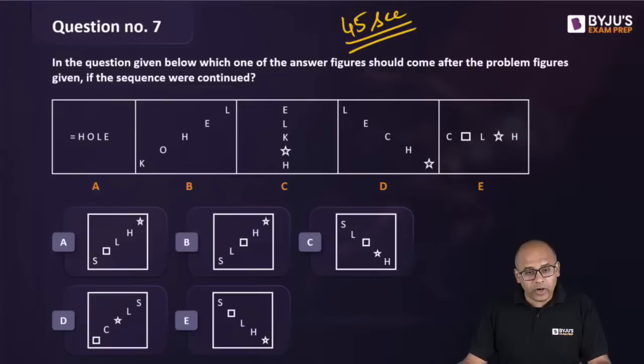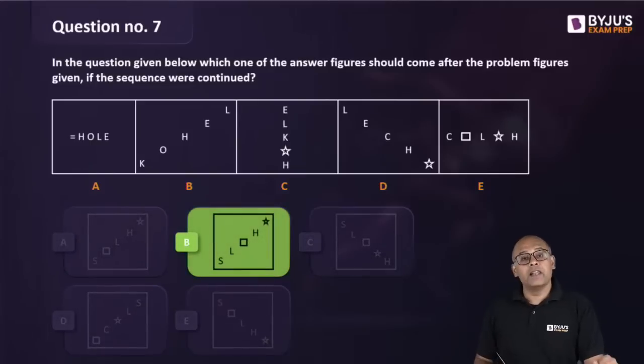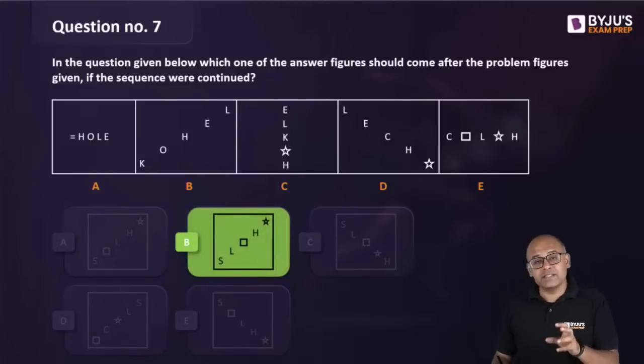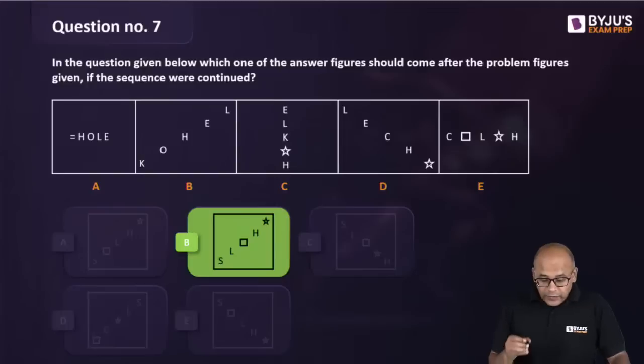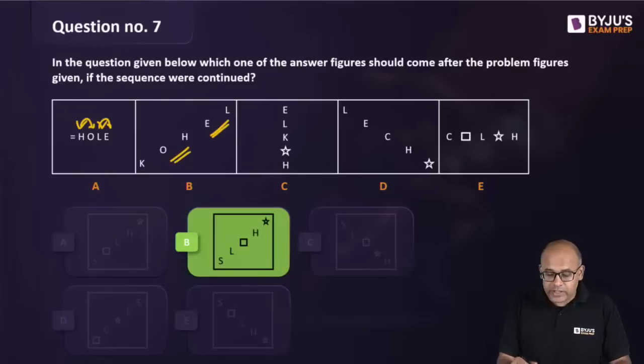Alright, so I'm getting a lot of answers. B, C's. Guys, the correct answer is option B. Let us understand what is happening in this. Again, this is not an easy question. So first we notice that H and O are interchanged, L and E are interchanged. That's how you get EL and OH like this.